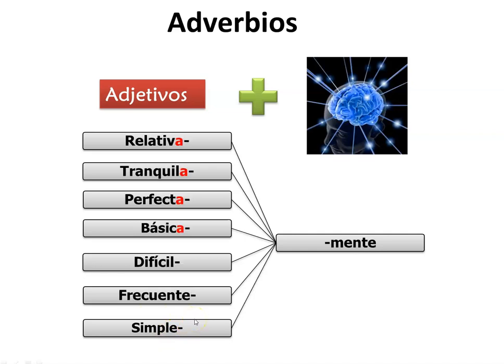So, en español, we change this to an A, and then we add mente in order to transform to an adverb, perfectamente, por ejemplo. And then, for example, for this one, básica and difícil, as we can see, these words have accents. We are going to keep the accents, and then we are going to add mente. Okay. And then for the other ones, we just need to add mente. Okay. Like frecuentemente, frequently.